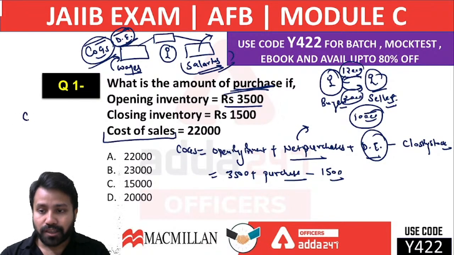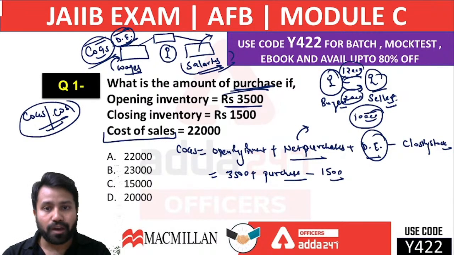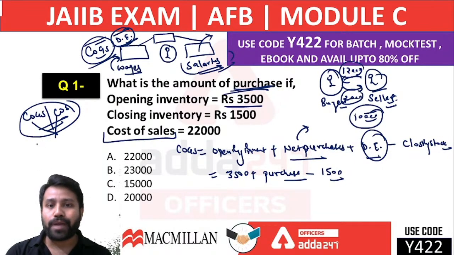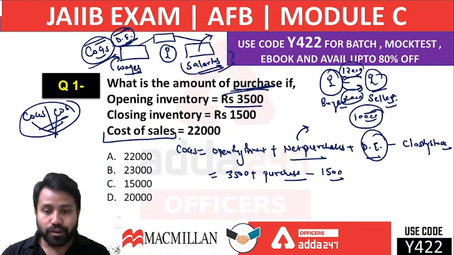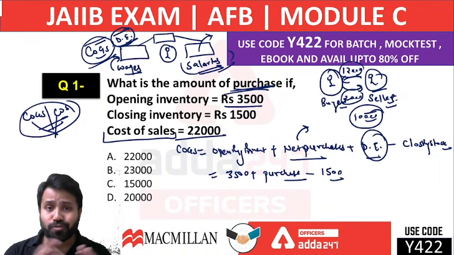The very important thing is that cost of goods sold and cost of sales are actually the same thing. The cost of goods sold is also known as the cost of sales. So whenever we're talking about the cost of sales, you do not have to be confused there. You only have to write the amount, like the 22,000 rupees here.